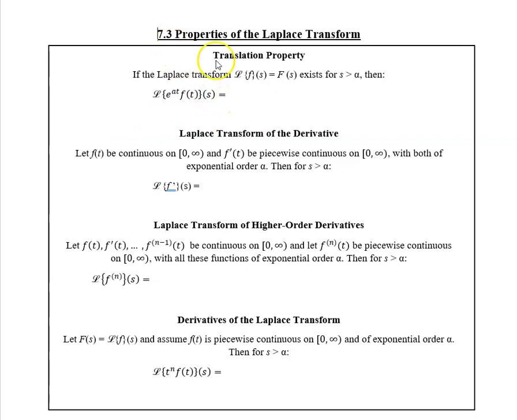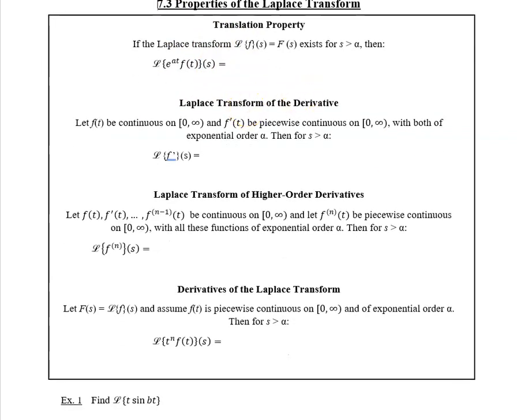So I want to start with the translation property. The translation property says that if we have a Laplace transform for a given function, then the Laplace transform of e to the a t times that function can be found by just doing the Laplace transform, capital F, of s minus a. So it's like a translation. And like I said, we'll see some examples, so just hang tight. I know this is a little fuzzy at first, but you'll get it, and you'll see what we use this for.